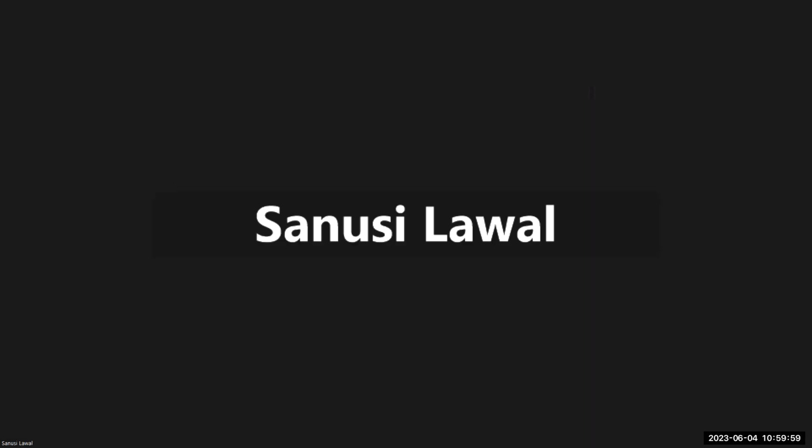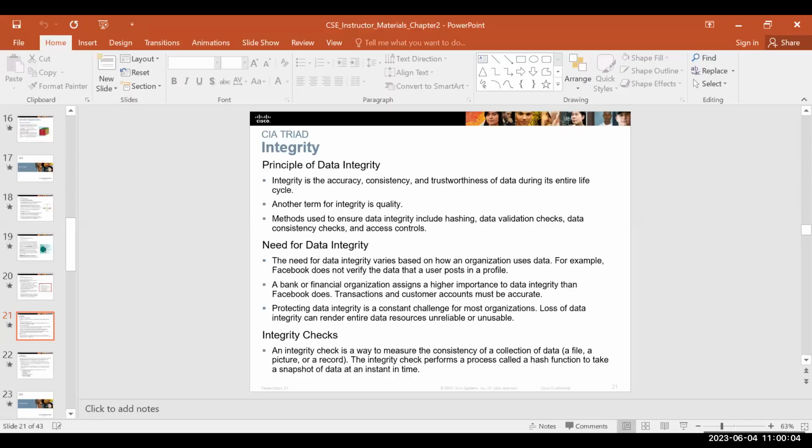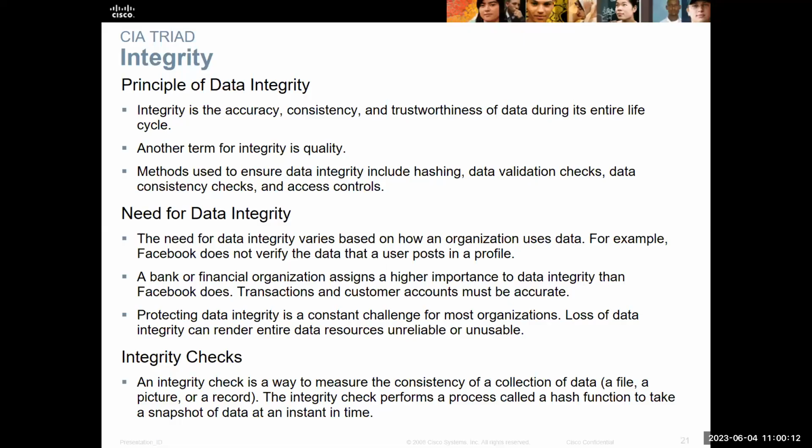Good morning. In the last video, we were discussing data integrity, and we stopped at data integrity checks. Data integrity checks are a mechanism, or rather a way, to measure the consistency of a collection of data, a file, a picture or a record. The integrity check performs a process called the hash function to take a snapshot of data at an instant in time.